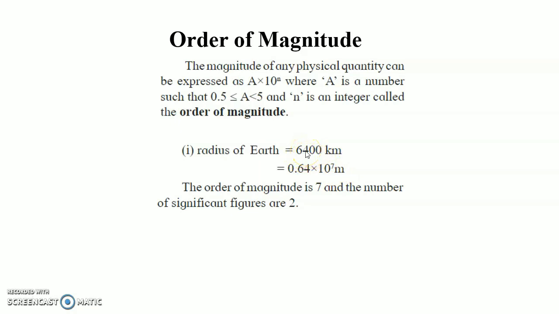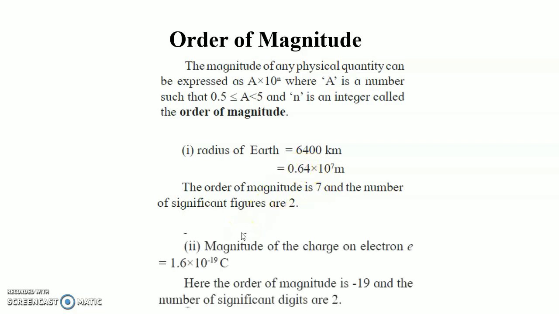So when we convert 6400 kilometer into meter, it will come as 6400 into 10 raised to 3 meter. And after shifting the decimal point to the left hand side 1, 2, 3 times, it will come as 0.64 into 10 raised to 7 meter. So over here the order of magnitude is 7 and the number of significant figures is 2.